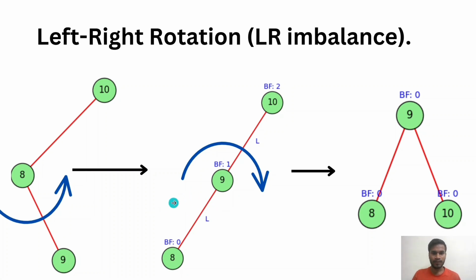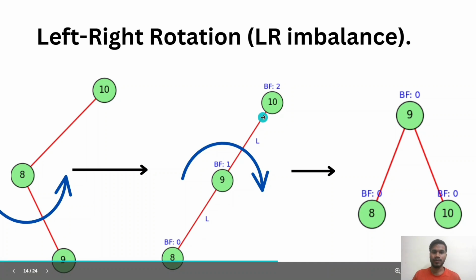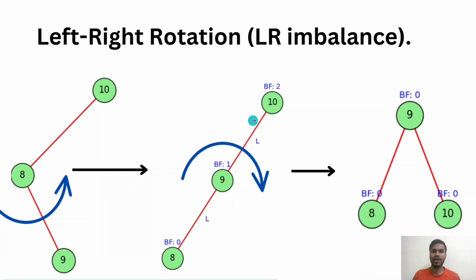And here after making a rotation we can calculate the balance factor of all these elements, and now the balance factor of these are 0, 1 and 2. This node is making it imbalance. So we need to make a rotation in such a way that the balance factor of this node also becomes either 0, 1 or -1.